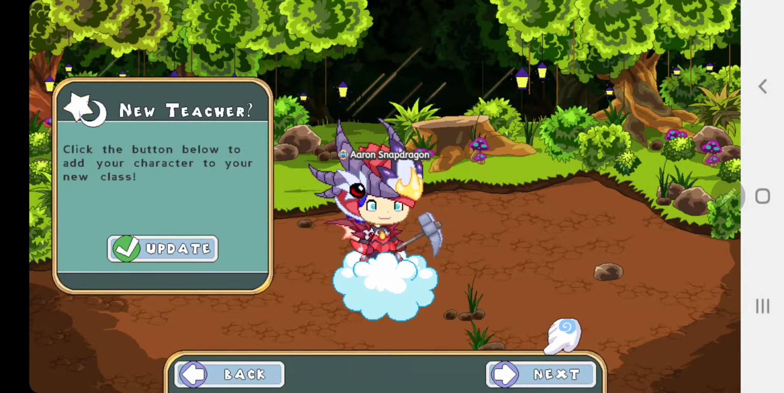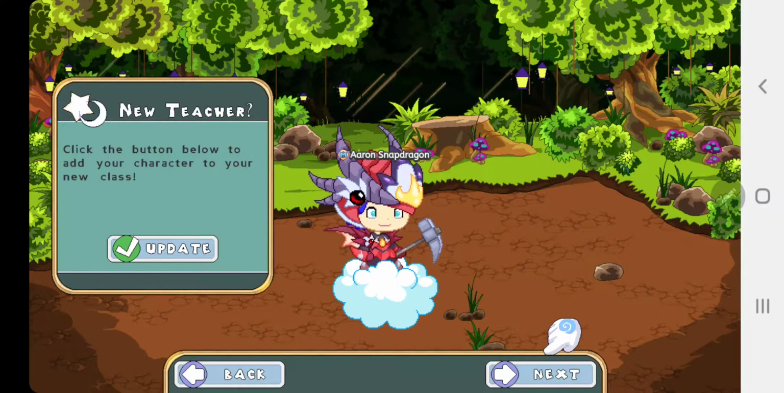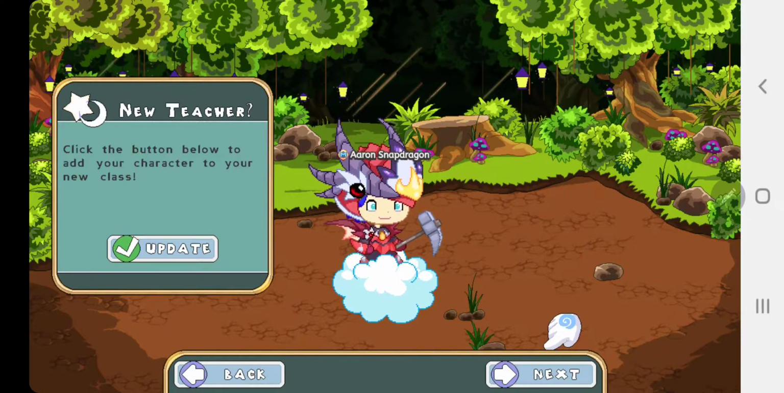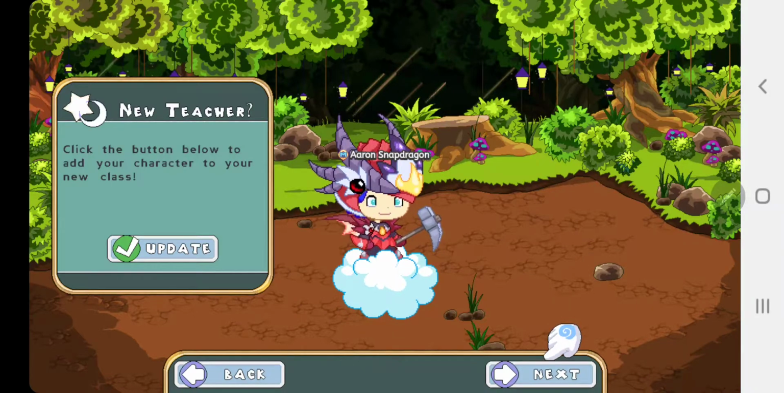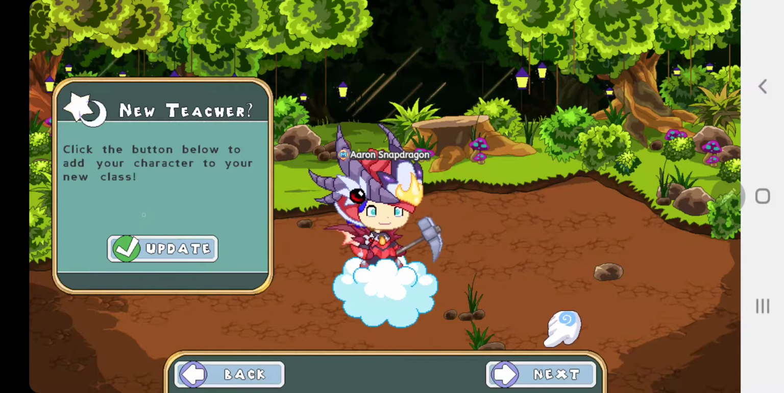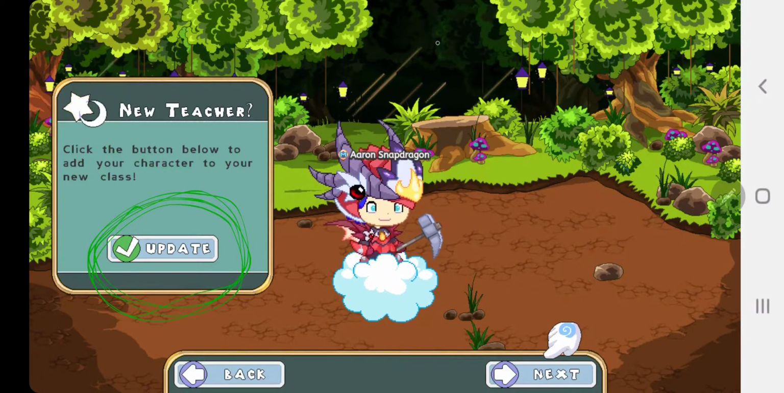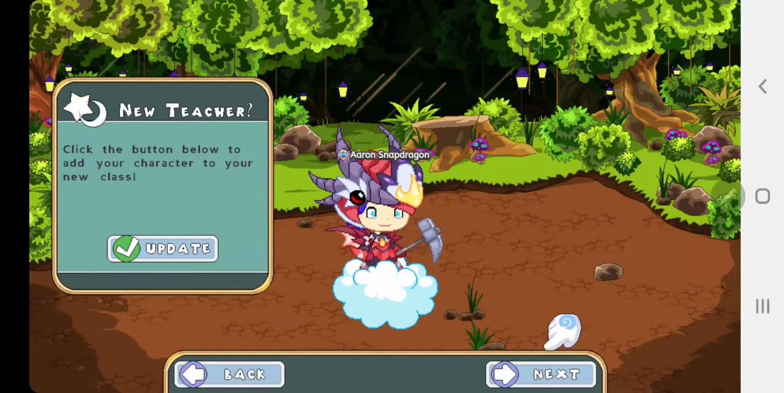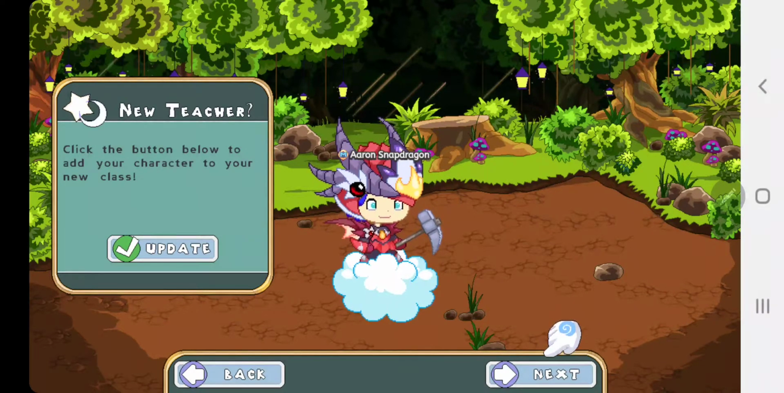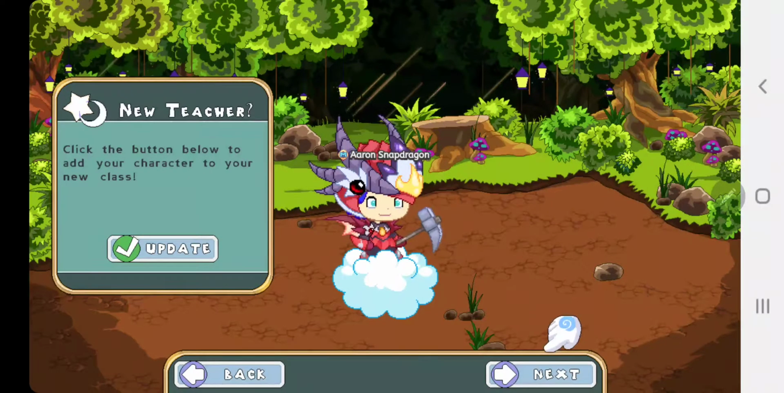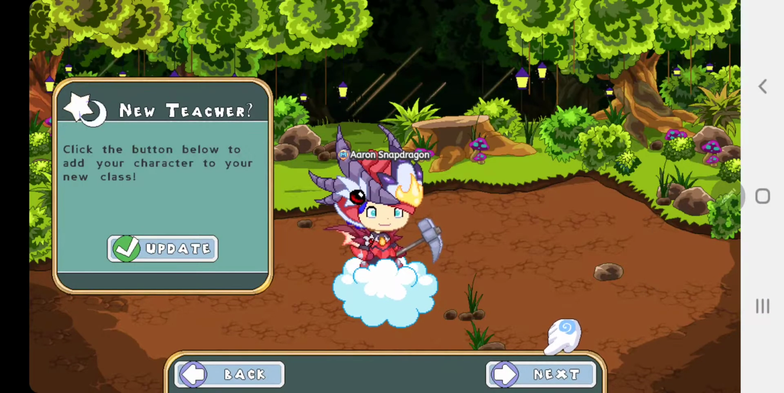As you can see here, it says new teacher. That means that if they've been playing Prodigy in the past, they already have an account. So you don't have to create an account for them if they already have one in Prodigy. The only thing they have to do whenever they enter Prodigy for the first time is click update, and then you are supposed to give them the code for your classroom, so they enter your classroom.